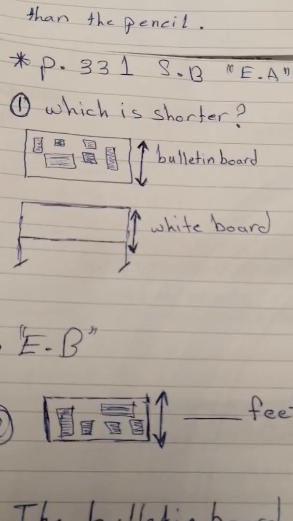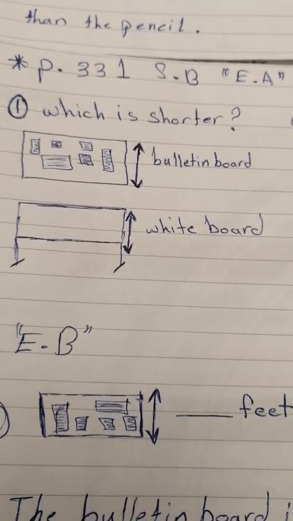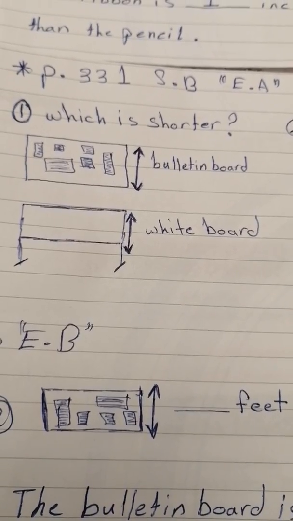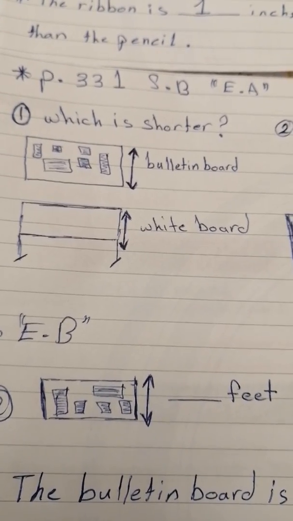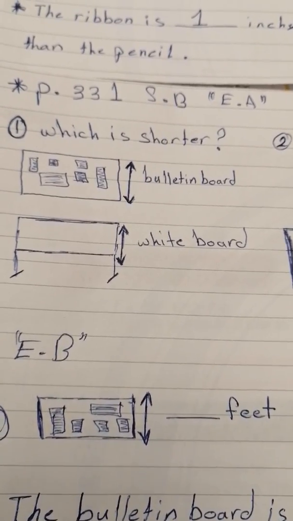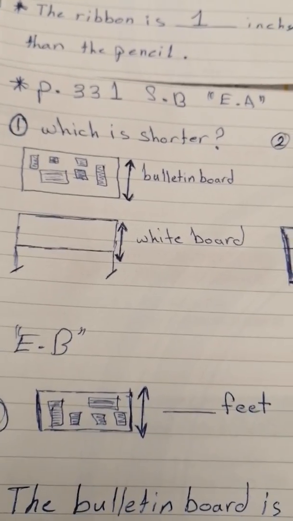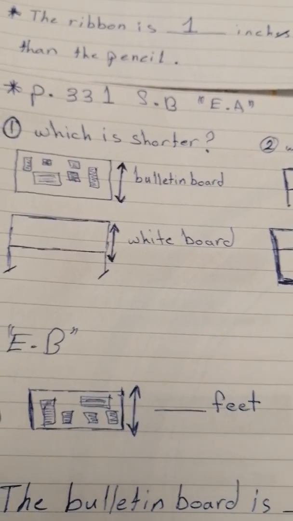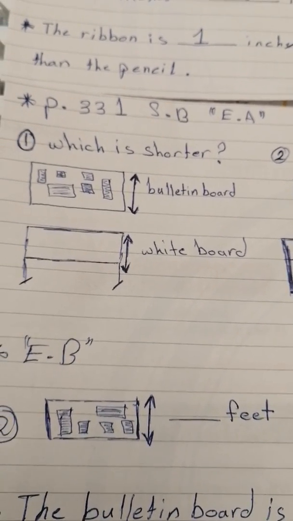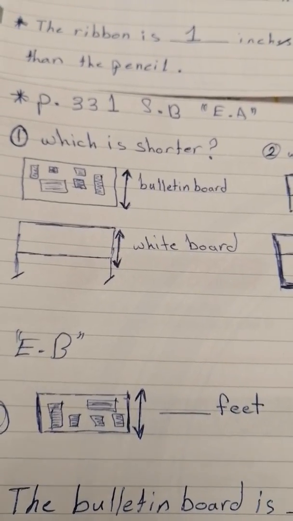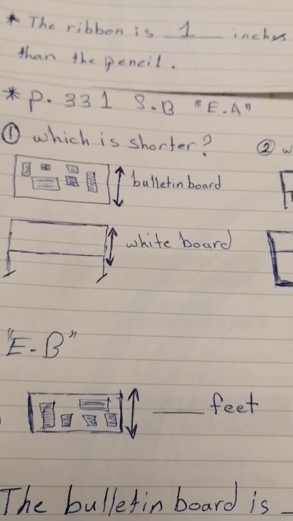Number one here, which is shorter? The question is which is shorter. So we have to circle the shorter one. Okay? Now, we have a bulletin board that we put the notes, the things on it. And the second one is the whiteboard that we have in our class.